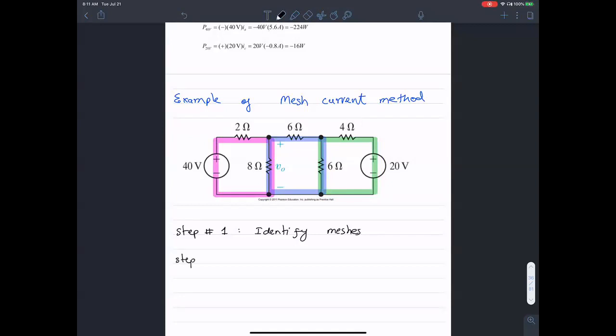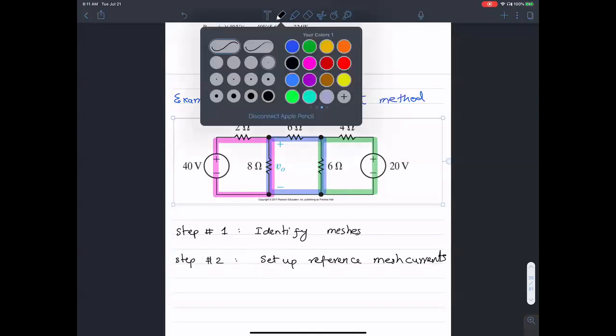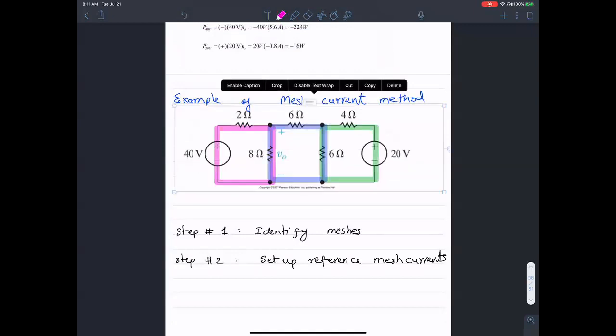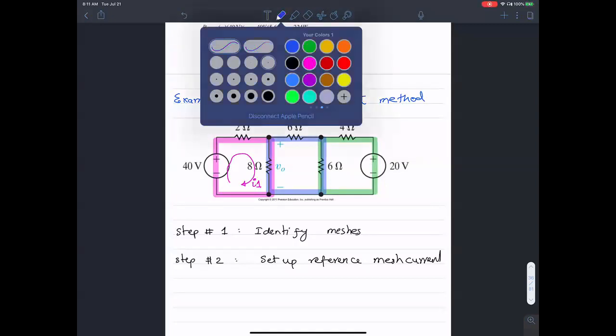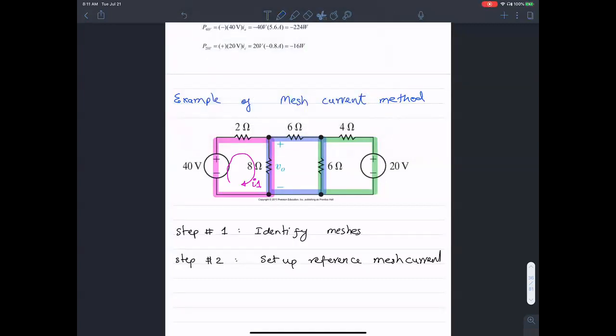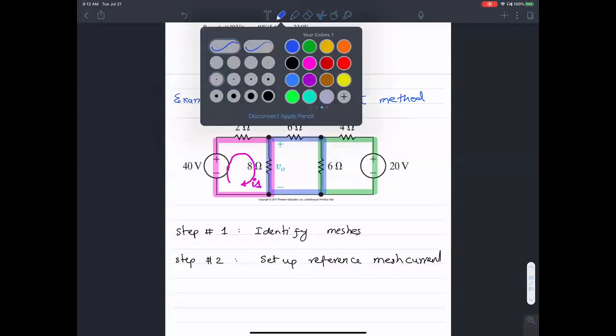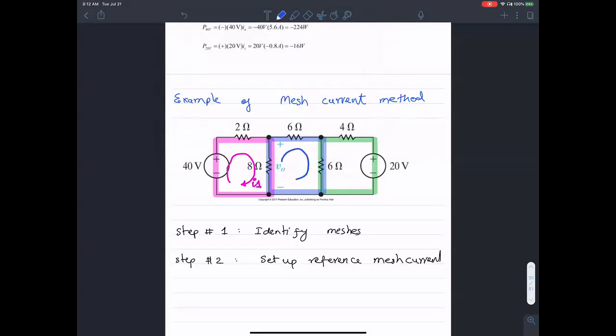Step 2 would be to set up mesh currents. Meaning I'm going to define a current I1 as the current flowing in mesh 1. Similarly, I will call a current I2 this guy, a reference current I2. And I'm also going to write a third reference current I3, like so.